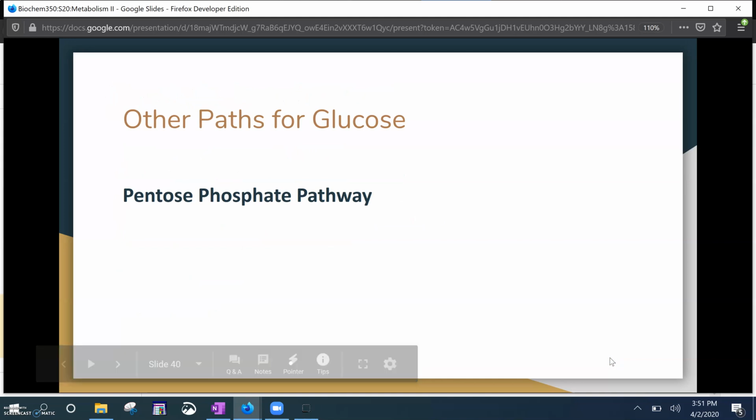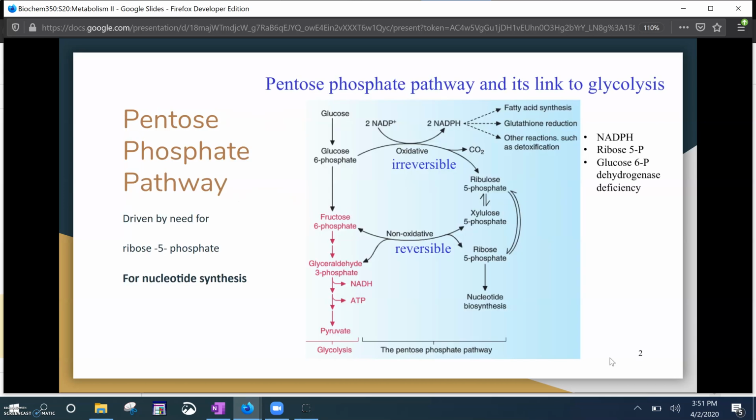Okay, so one of the other paths for glucose is called the pentose phosphate pathway. We're not going to go into this too much, but I just want you to be aware of where else glucose can go. This is driven by the need for ribose 5-phosphate, which you remember is involved in nucleotides. So sometimes glucose is broken down into glucose 6-phosphate, but rather than go through the rest of glycolysis, it actually goes off on this other pathway, the pentose phosphate pathway, and can be converted into ribulose 5-phosphate and xylulose 5-phosphate, and then can go down over here into nucleotide biosynthesis.